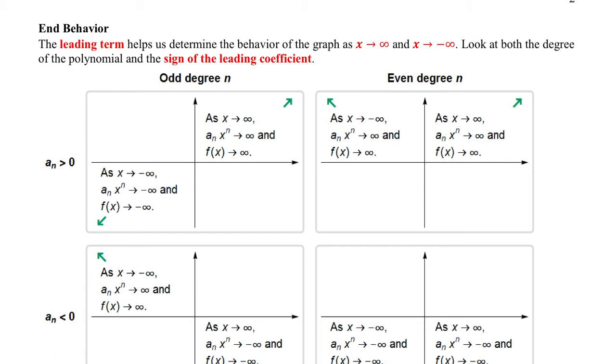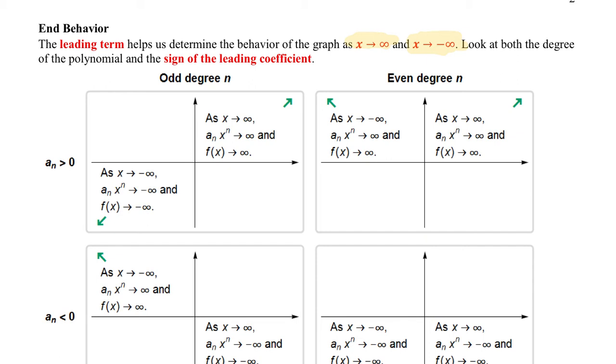So the leading term of our polynomial is going to tell us so much about the behavior of the graph. It tells us what the end behavior is. As x approaches positive infinity, what does the graph do? As x approaches negative infinity, what does this graph do? I know that these polynomial functions are smooth, continuous curves with domains of negative infinity to infinity, so they extend on forever, but I want to know what happens at the ends of these graphs.